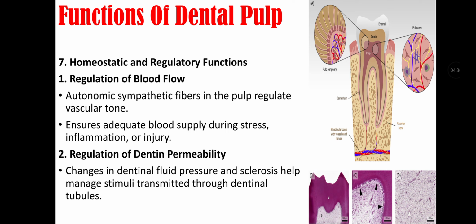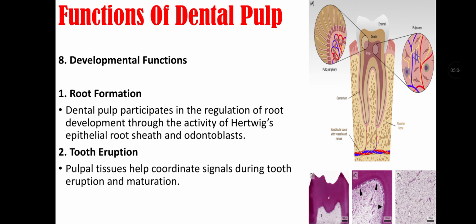Seventh function of dental pulp is homeostatic and regulatory function. First is regulation of blood flow, and second is regulation of dentine permeability. Regulation of blood flow. Autonomic sympathetic fibers in pulp regulate vascular tone. This ensures adequate blood supply during stress, inflammation, or injury. Second, regulation of dentine permeability. Changes in dentinal fluid pressure and sclerosis help manage stimuli that are transmitted through dentinal tubules.